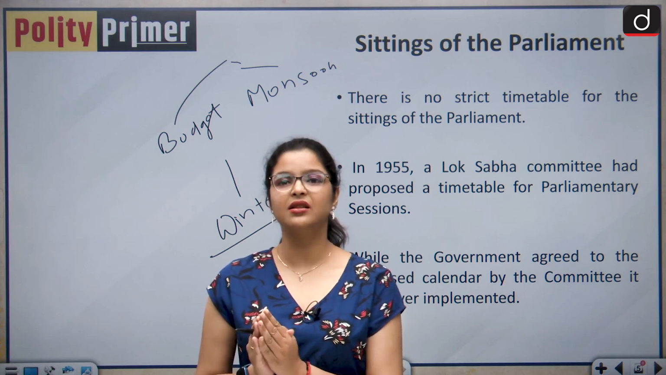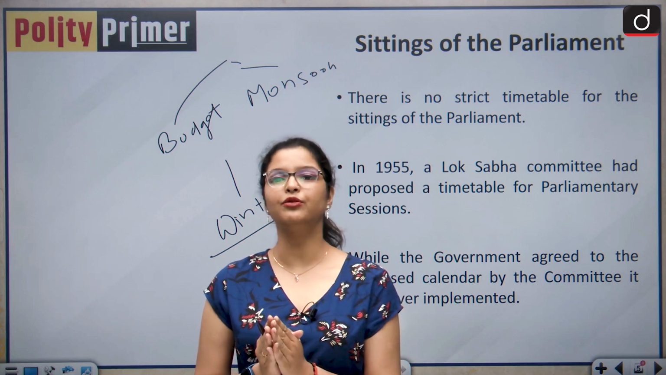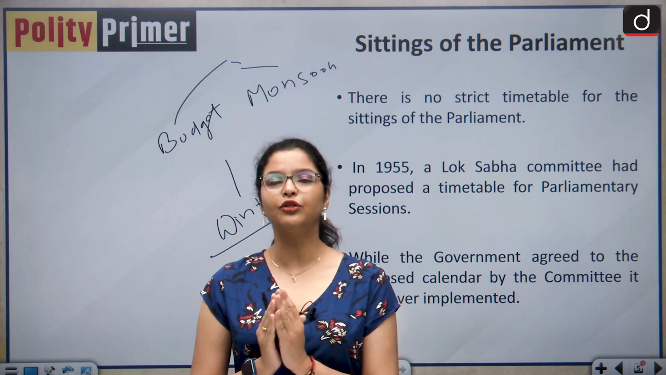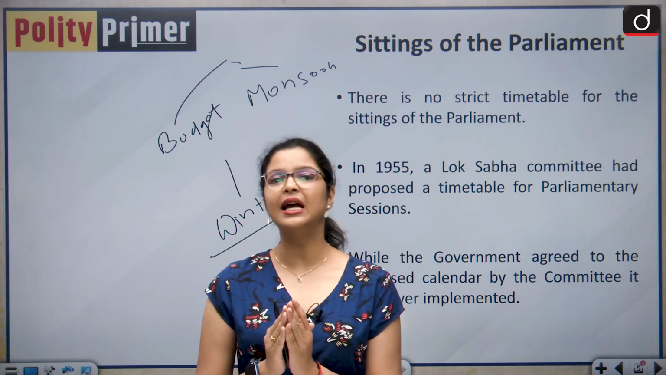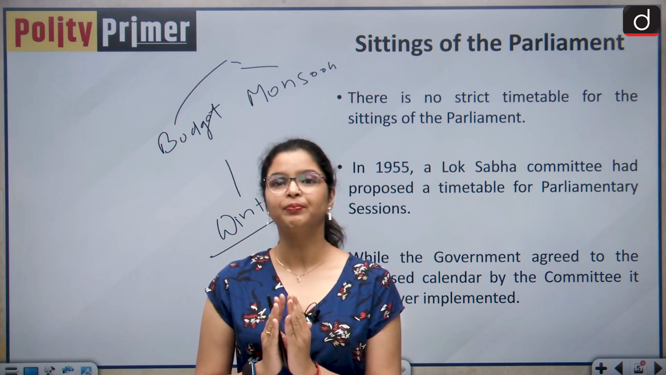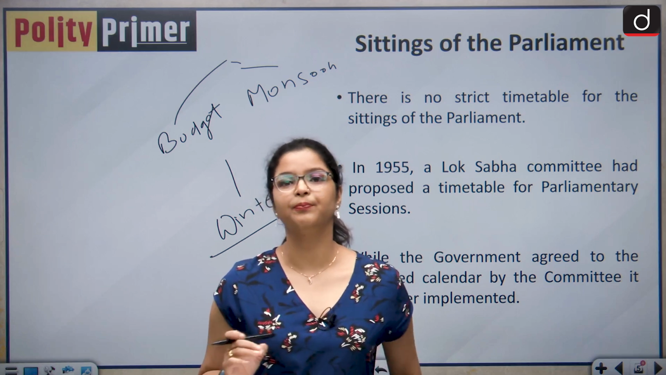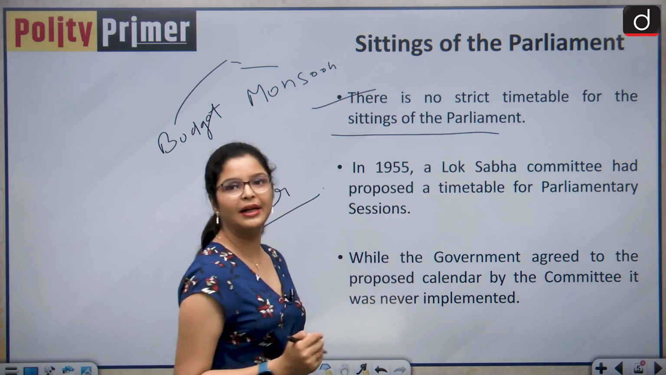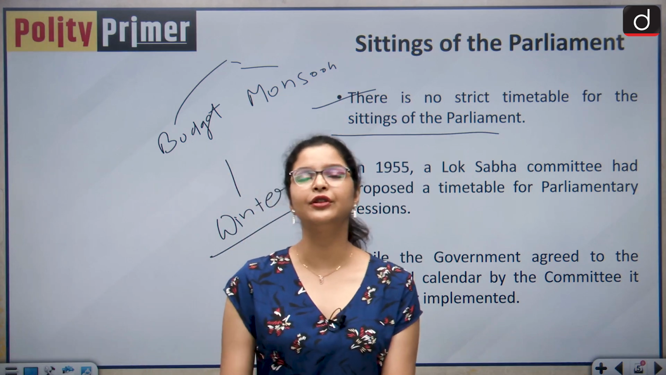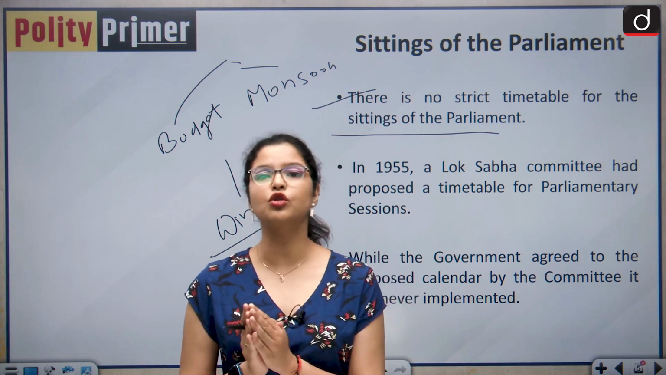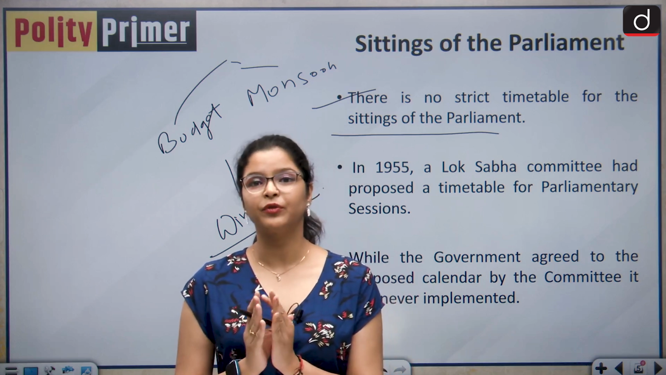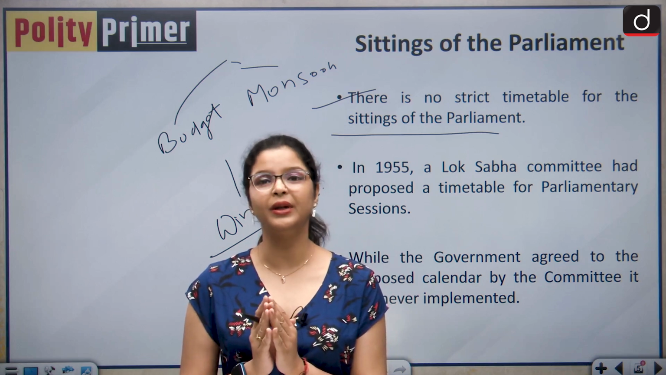So who decides the duration or the timetable for these sessions? Currently, it is completely the prerogative of the government to decide the duration or the timetable of these sessions. There is no strict timetable for the sittings of the Parliament. What happened in 1955 was that a Lok Sabha committee was constituted and it chalked out the exact calendar dates in which these sessions should be conducted.